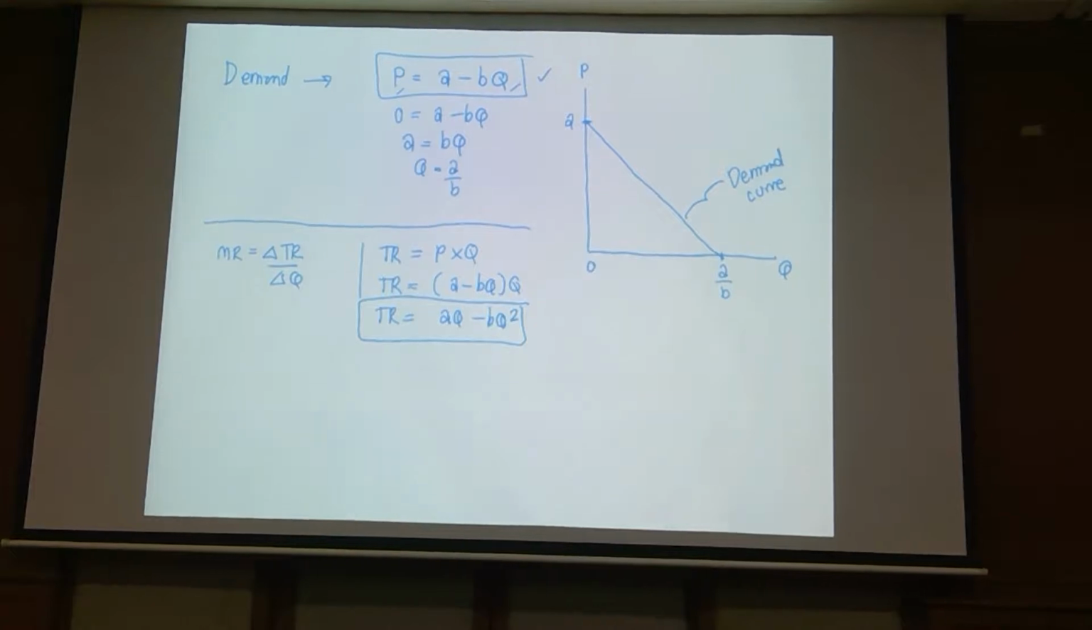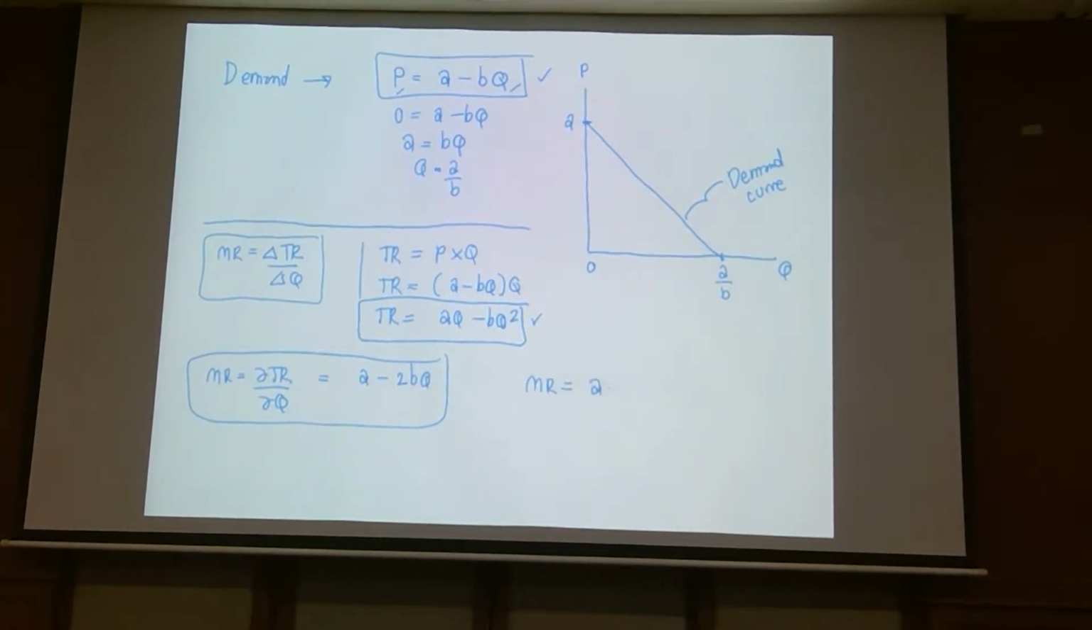Then we want to get the marginal revenue. We can get marginal revenue from this equation. We know that marginal revenue is the change in total revenue over the change in Q, or basically you take the derivative of total revenue with respect to Q. So what you get is A minus 2BQ. That is your marginal revenue equation. We say marginal revenue is A minus 2BQ here.